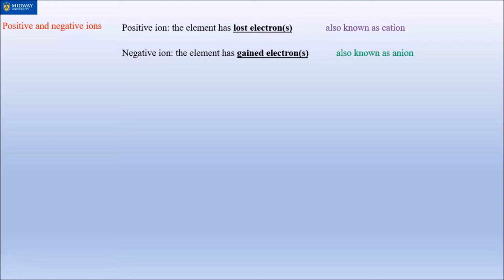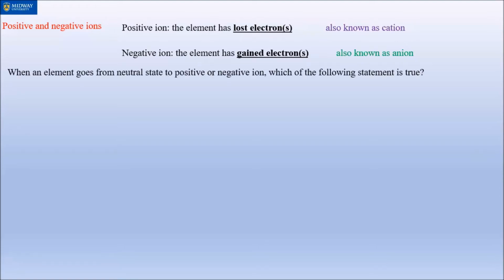Now here's a pop quiz for you. I told you to pay attention to the statements above. When an element goes from a neutral state to a positive or a negative ion, which of the following statements is true? Compared to a conventional, orthodox lecture where someone simply talks for an hour and a half, I've designed this differently. Being in an online environment, you do need that extra bit of support, because we're not always seeing each other.